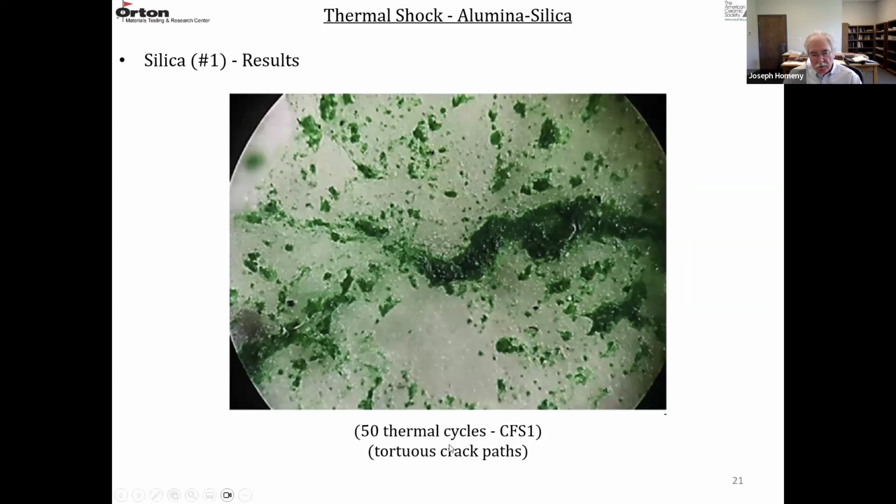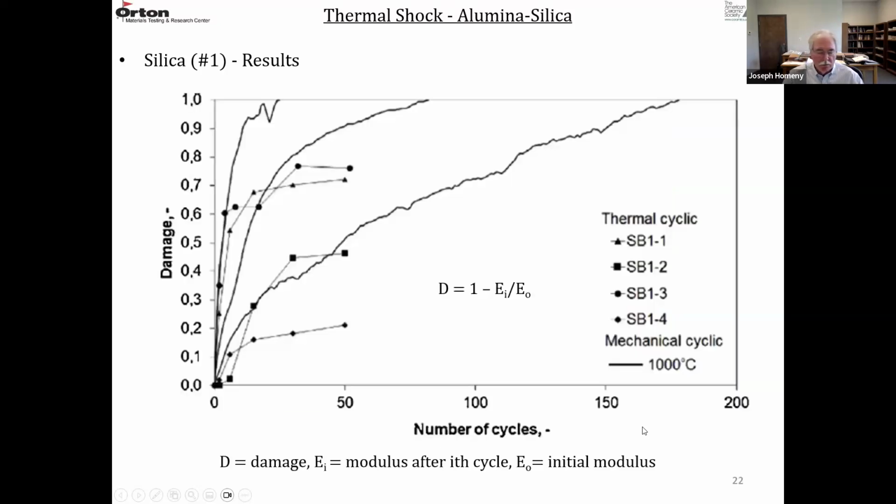And this is after 50 thermal cycles for a crystallized fused silica brick. I find it hard to see the cracks here in these pictures, but the cracks are following these tortuous paths. You can see the coarser grains. The cracks are actually going around them along the matrix coarse grain interfaces. So this is a more tortuous fracture path, more desirable for a thermal shock resistant material.